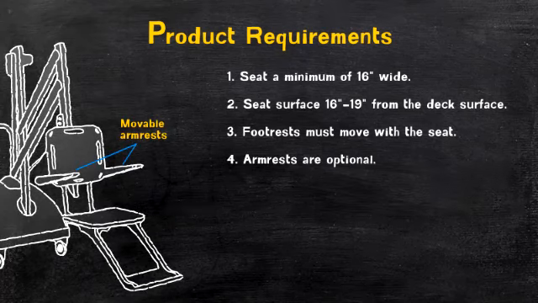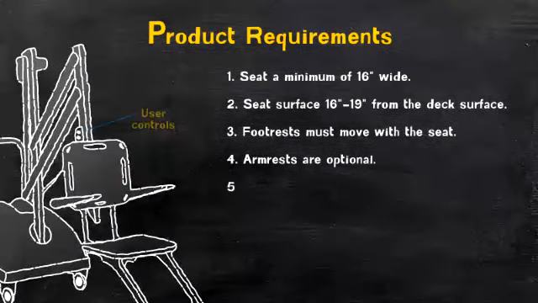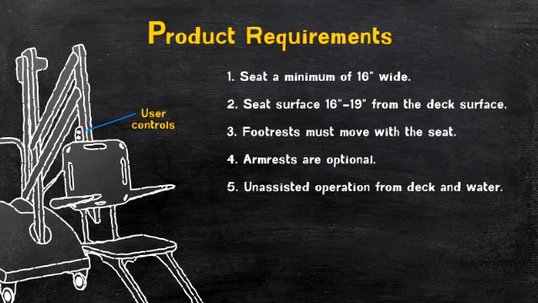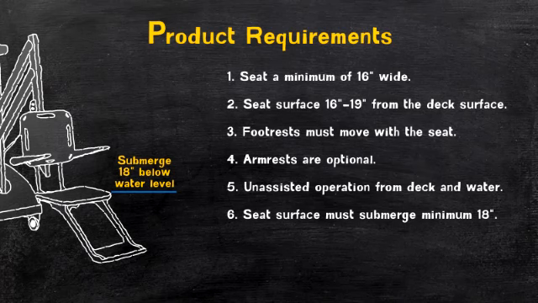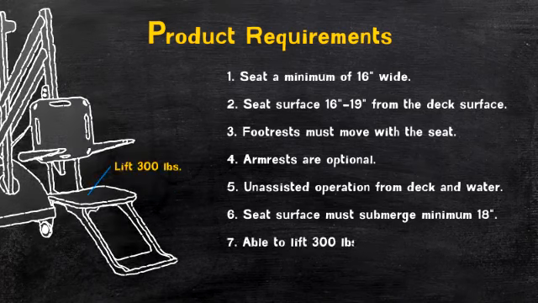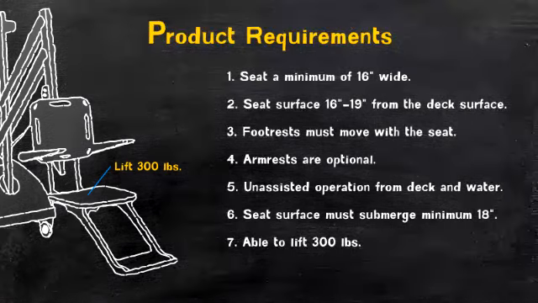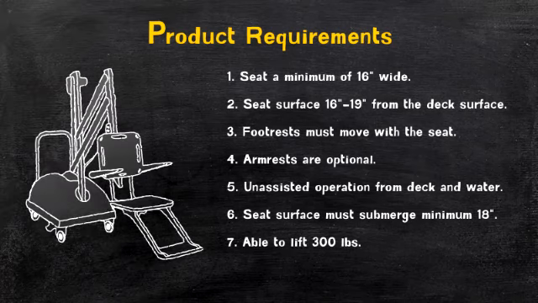Armrests are not required, but if used, the armrest opposite the water must be removed or fold clear of the seat. User controls must allow for unassisted operation from both the deck and water levels. The seat surface must be able to be submerged a minimum of 18 inches below the water line. And the lift must be able to lift 300 pounds. All of these items are required in order to conform to the ADA product design guidelines. But remember, product conformance is only half the equation.